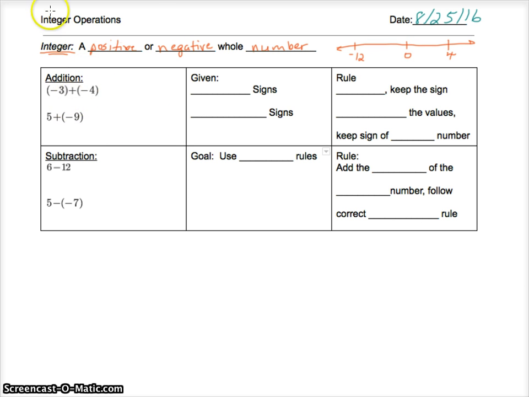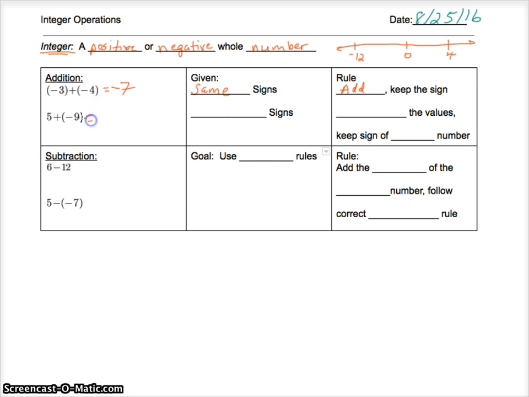Alright, so we're going to look at the integer operations though, and we have two, addition and subtraction. So let's look at addition first because we have a couple of different scenarios. So for addition, it says if I have the same signs, I'm going to add the numbers and keep the sign. So that looks like negative 3 plus negative 4. I'm going to add, so 3 plus 4 is 7. And then my signs were negative, so I make them negative.